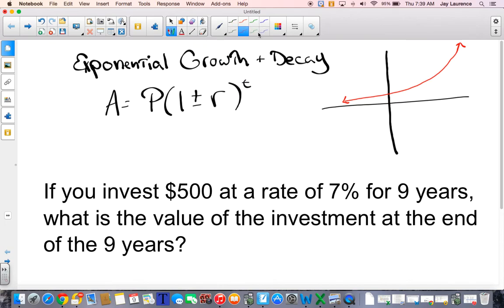Okay, so here's what's going to happen. P is our principal, not our principal, Mrs. Armentrout. It's the amount that we currently have. Okay? R is the percentage as a decimal. The percent as a decimal.